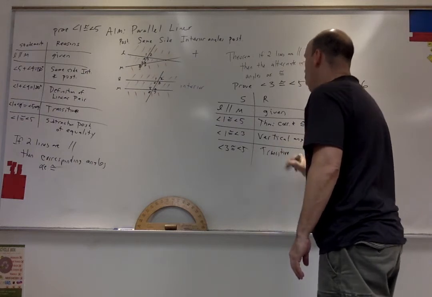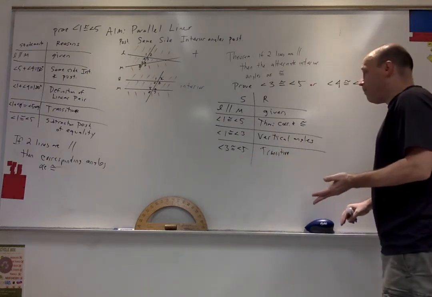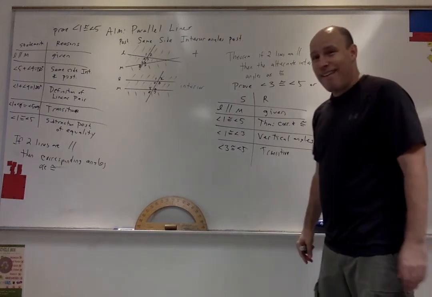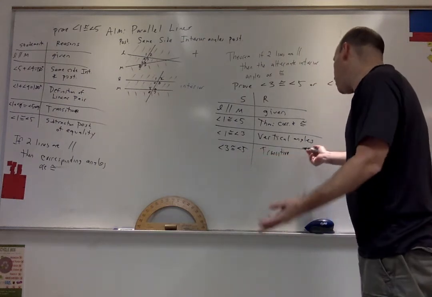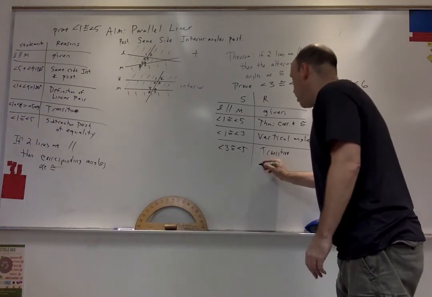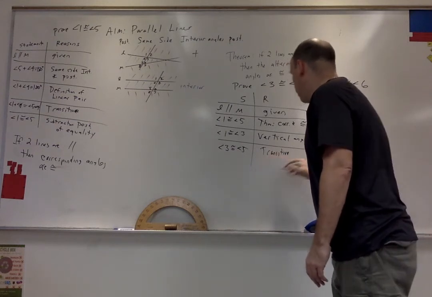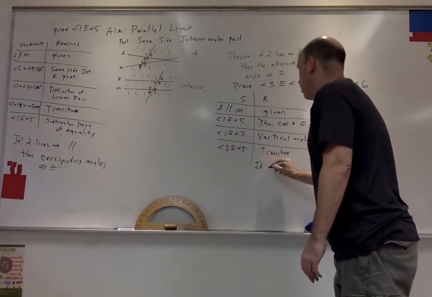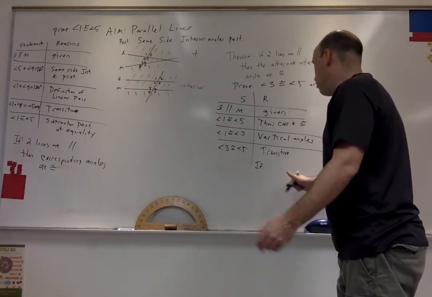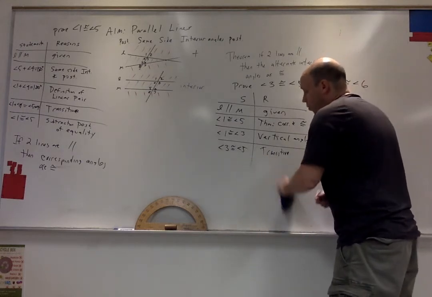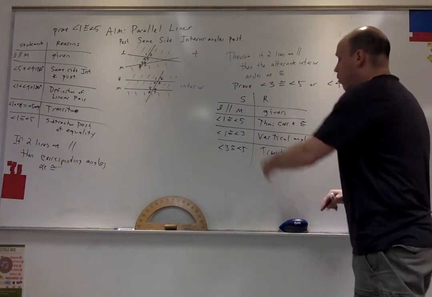Should we move on? So are we done? Yeah, we've proven it. QED. Therefore, we're done. I don't need to write it over again. Nice. We've proved that 3 is congruent to 5.